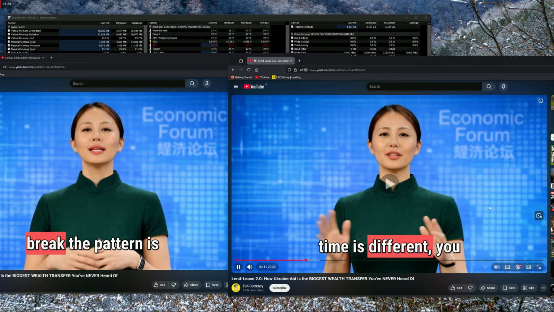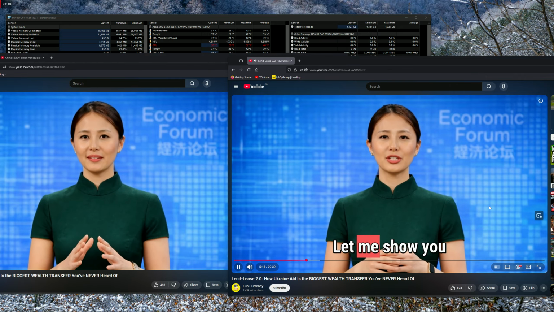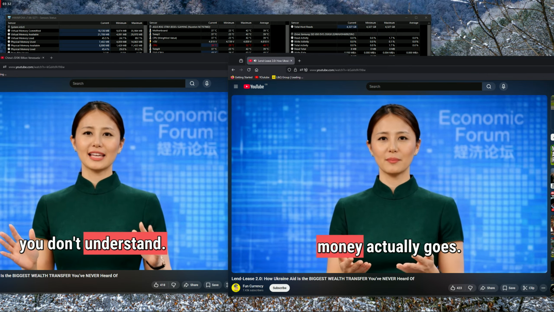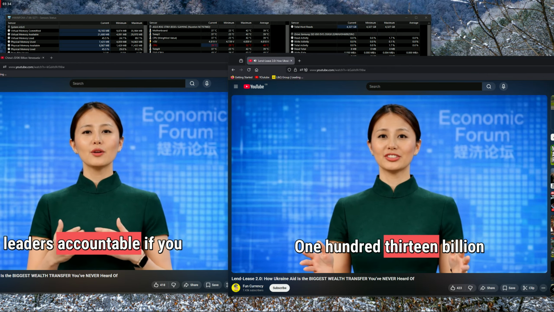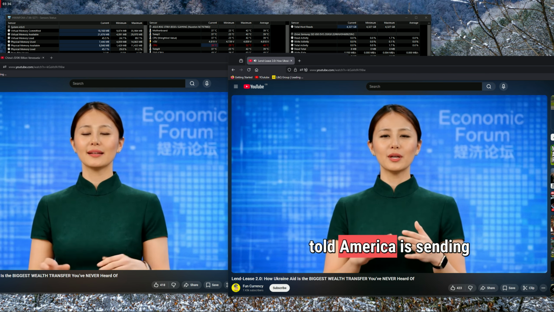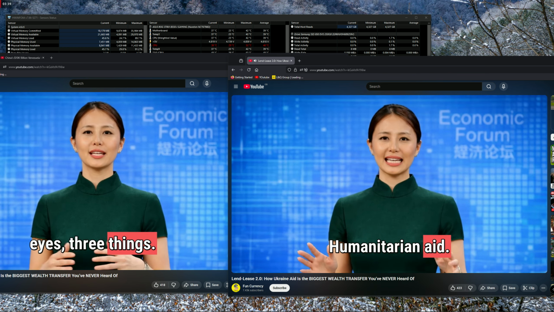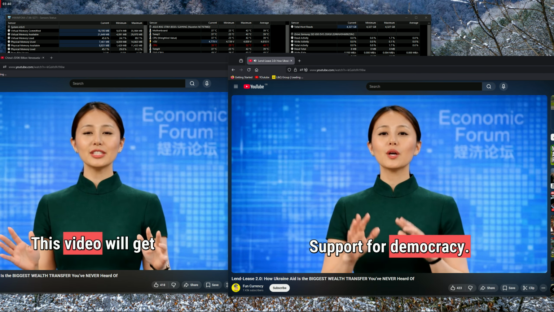The only way to break a pattern you don't understand is to see it first. Let me show you the numbers behind Ukraine aid and where the money actually goes. And you can't hold leaders accountable if you don't know what they're really doing. America is sending $113 billion to Ukraine. Humanitarian aid, weapons to fight Russia, support for democracy. That's what you've been told. If this opens your eyes, hit the button. This video will get buried if you don't.